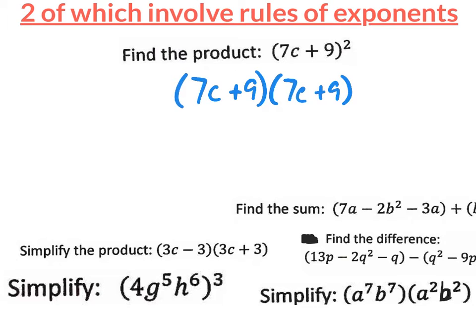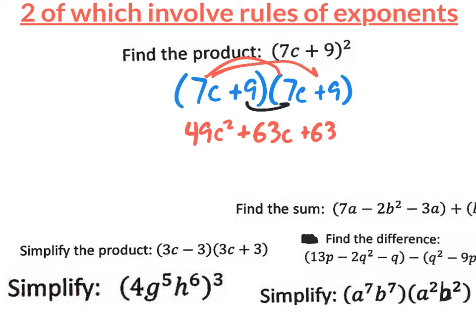And then distribute. 7c times 7c is 49c squared. 7c times 9 is 63c. And then distribute 9 times 7c. That is another 63c. And then distribute 9 times 9. That is positive 81. Combine the middle terms, and you'll get 126 of those c values.